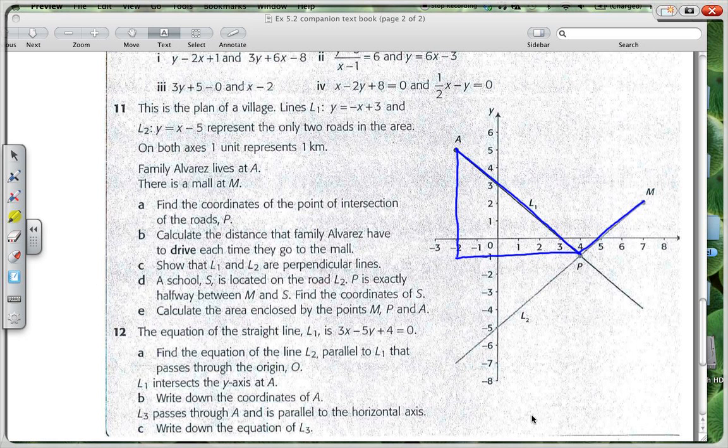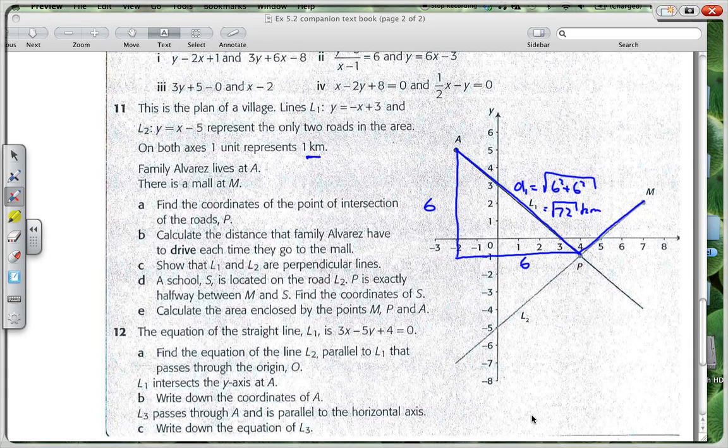This is going from 5 to negative 1, so that's 6, and this is going from minus 2 to 4, so that's also going to be 6. So this distance here, L1, that distance over there, let's call that D1, is going to equal the square root of 6 squared plus 6 squared. And we can calculate that out. So that's going to be 36 plus 36, the square root of 72. We are told that every unit is 1 kilometer, so that will be the square root of 72 kilometers.